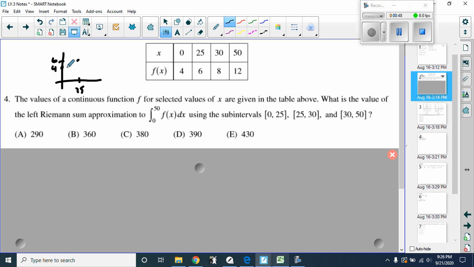So we create our rectangle with the leftmost point. So that first rectangle is going to look like that. So its area is going to be 25 units times whatever the left point is. So 25 times 4. And then the next one has a base of 5 units times 6. And then we've got 20 units times 8. Looks like 290.